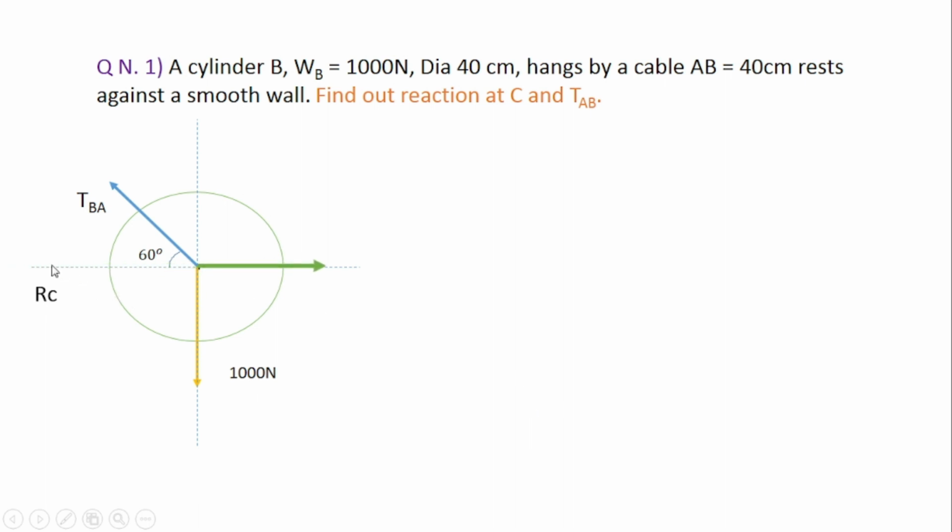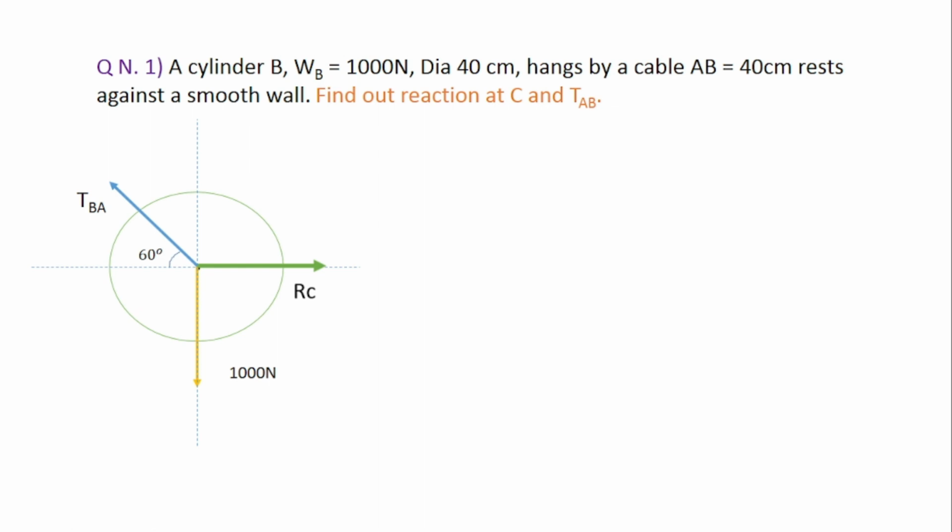Now we'll transfer this force in this direction. As per the principle of transmissibility, we can transfer the force along its line of action. It is valid only for the rigid body, and all the bodies we consider in mechanics are rigid bodies. That's why we can transfer this force along its line of action. So RC gets transferred here. Now we get a system for which we can apply Lami's theorem.